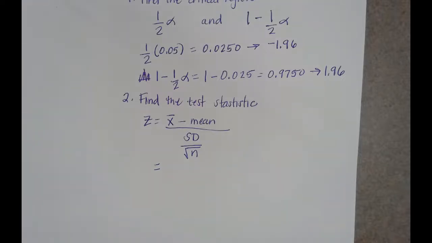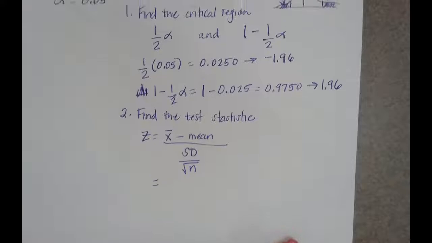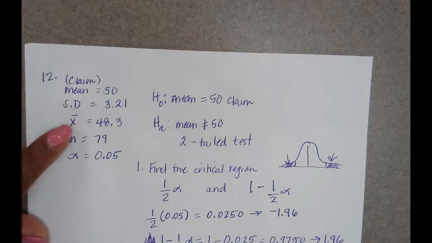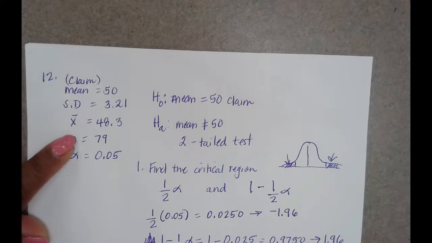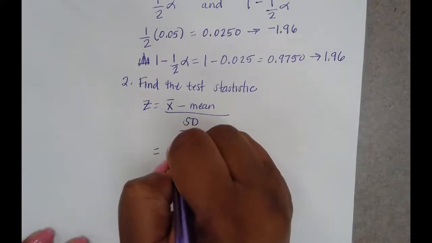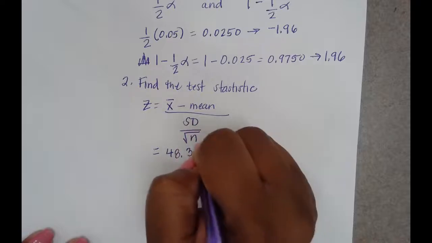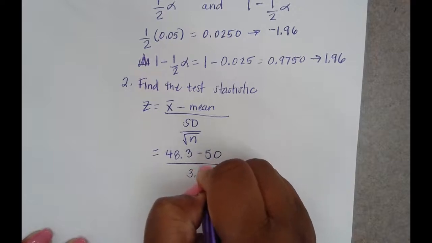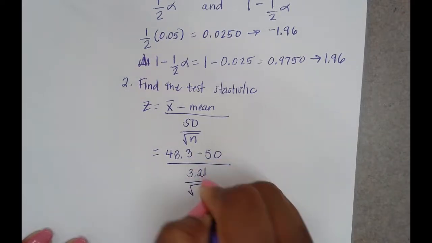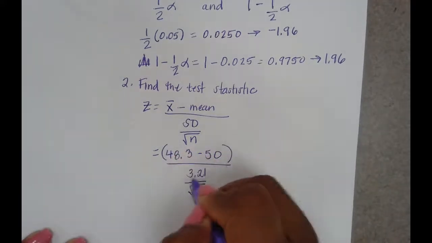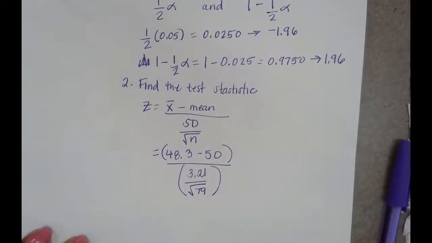Okay, so we know from the problem our sample mean, our standard deviation, and our sample size. So that's what we need here. So 48.3 minus 50 divided by 3.21 divided by the square root of 79. Now, for the purpose of my calculator, I'm going to put both parts in parentheses so I'm able to get that entire line calculated at one time.